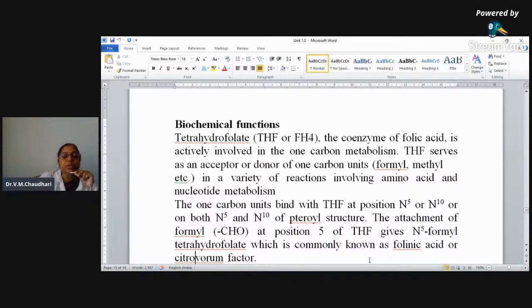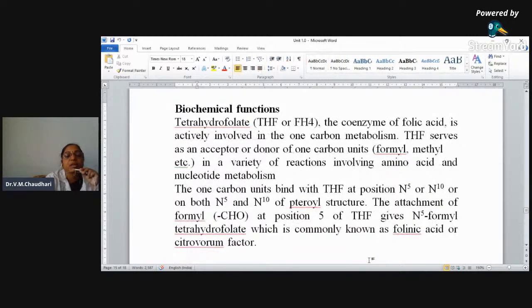Where does the one carbon unit bind? At position N5, the 5th nitrogen atom, or the 10th nitrogen, the one carbon unit binds, or sometimes N5 or N10 of the pteroid structure. The attachment of the formyl at position 5 of the tetrahydrofolate forms N5 formyl tetrahydrofolate, which is commonly known as folinic acid or citrovorum factor.